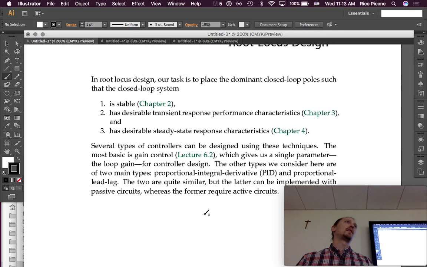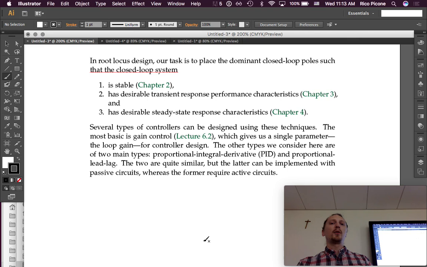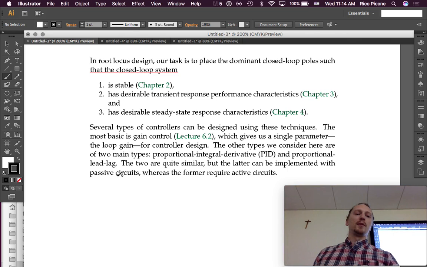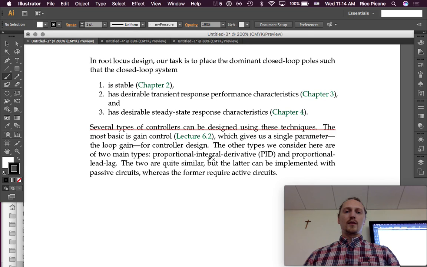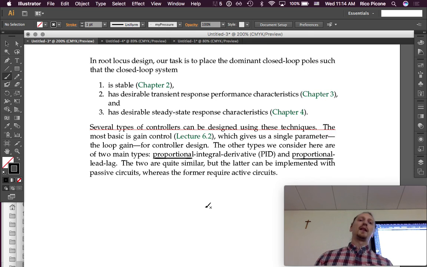We'll do that today. The other types we consider are of two main types. The proportional integral derivative types, the PID types, is one. And then the proportional lag lead is the other class of controllers that we'll look at. So today we're going to do the P, the proportional part, which shows up in both of these. Then they diverge: the PID side does integral and derivative, and the lead lag side does lead and lag. They're very analogous, and we're going to learn about them both.